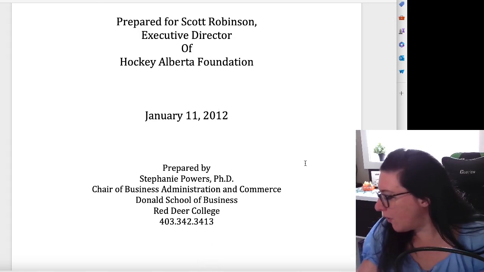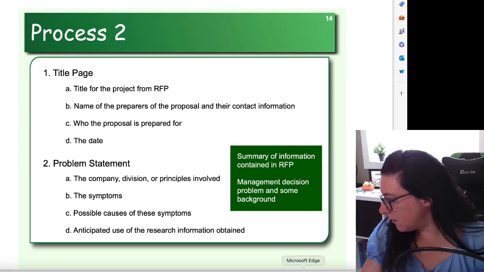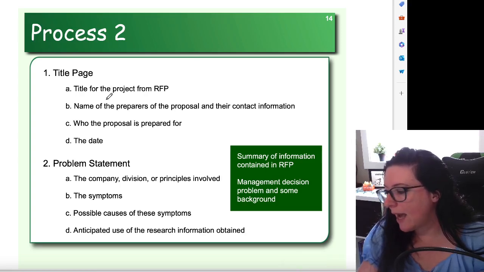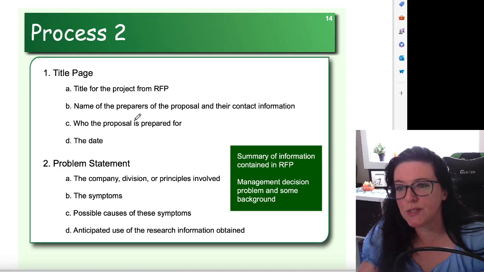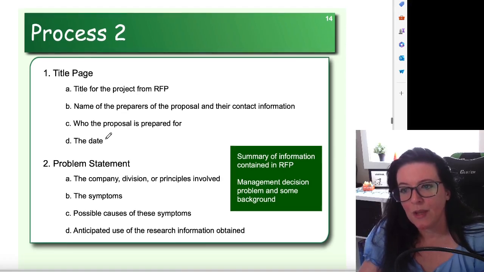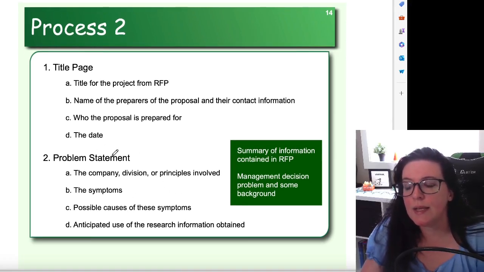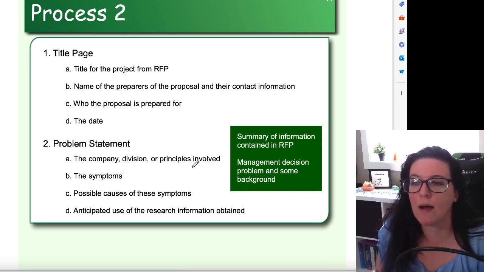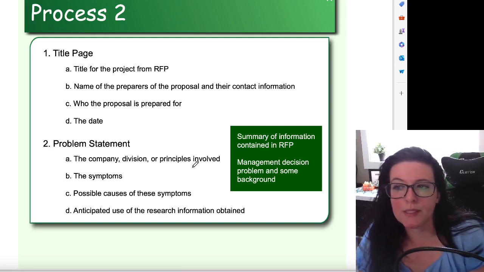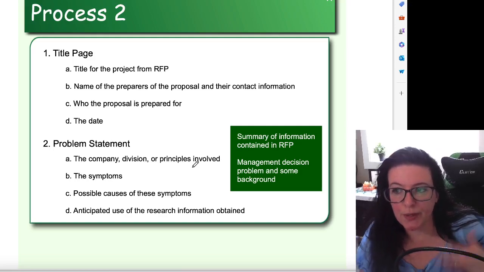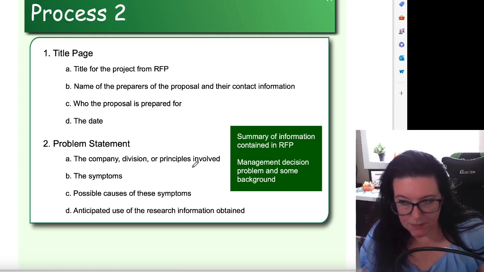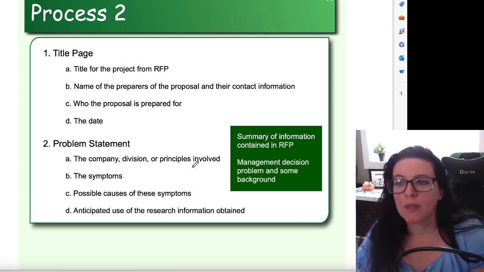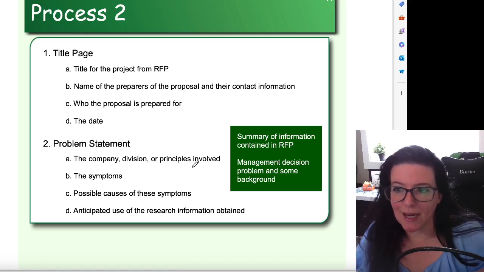Okay, so let's just go back. So we can see title, name of preparers, who it's for, and the date. The next thing we want to include is a problem statement. So the problem statement needs to have the company or principals involved. So if you are doing this for someone who hired you, this is about the company that hired you.